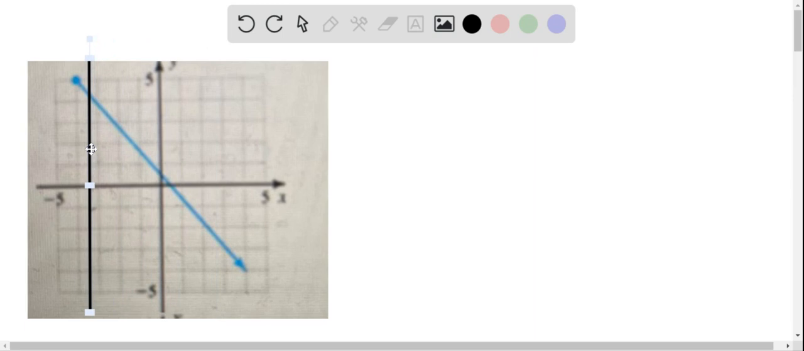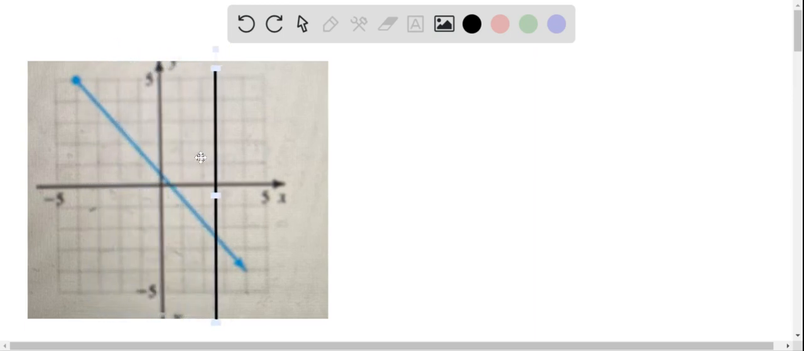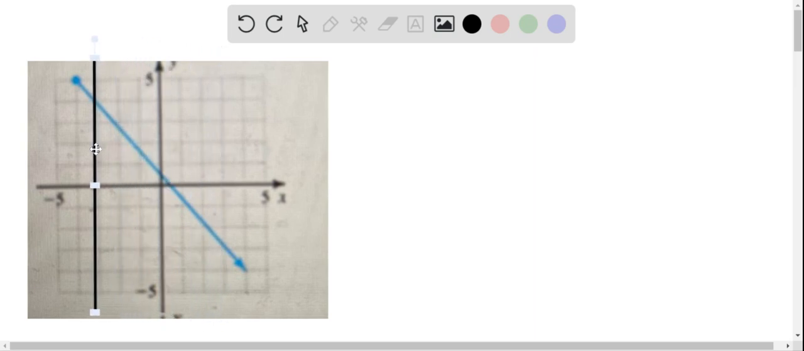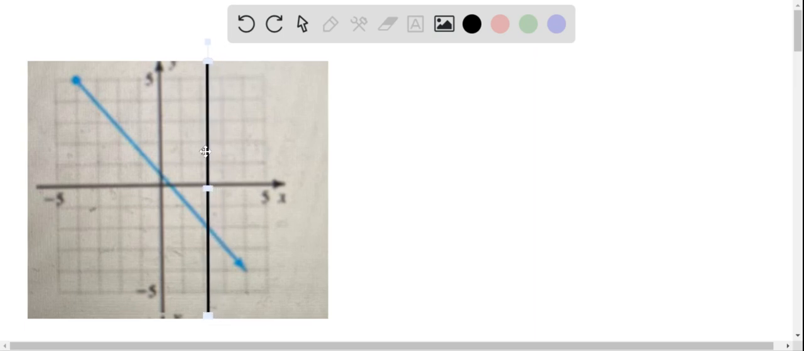And if the vertical line intersects at exactly one point on the graph, when you do this starting from left to right, then we say that the relation is a function. Otherwise, if it intersects at more than one point, then we say that the relation is not a function.